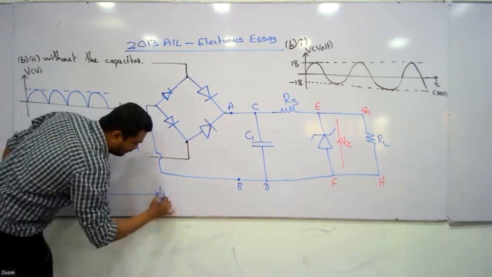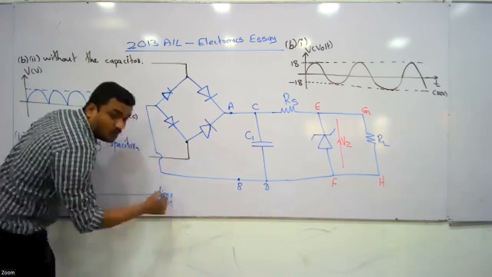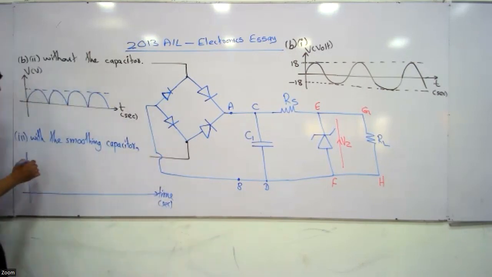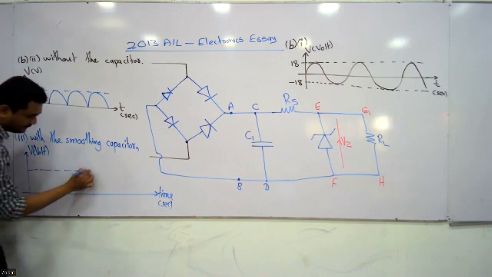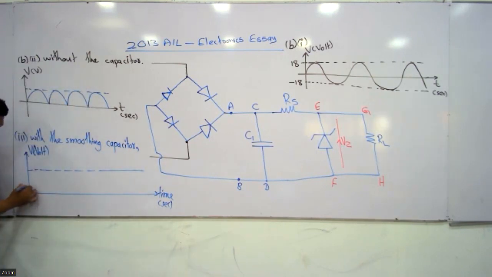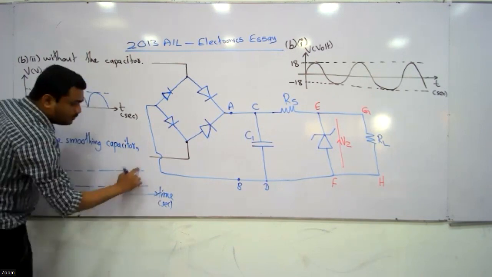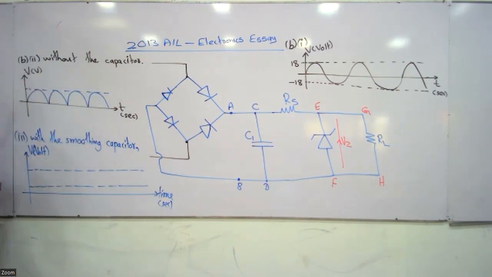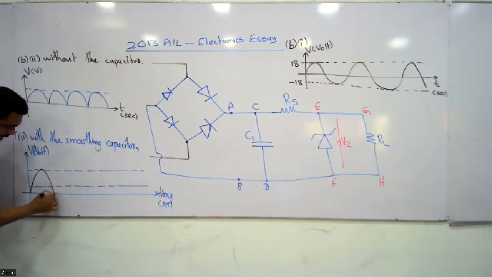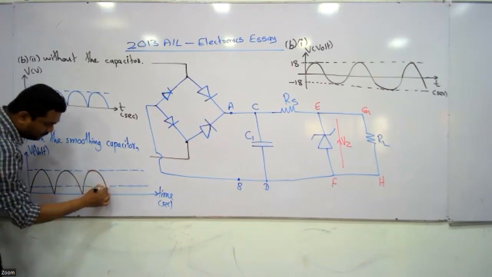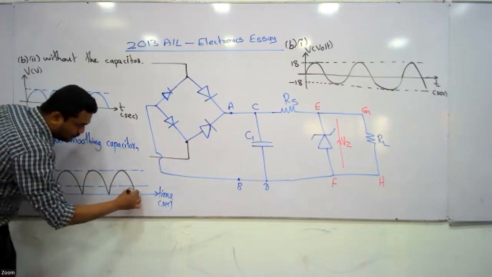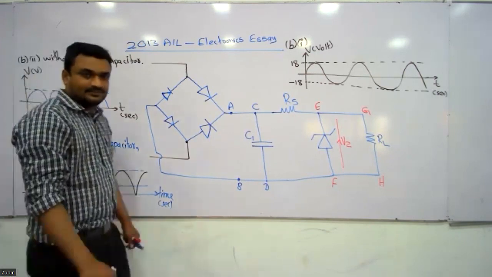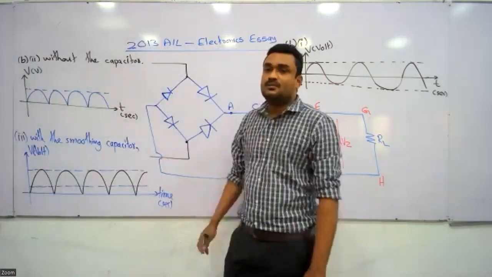This is the time measured in seconds. You must mark the units properly, otherwise no marks will be given. This is V measured in volt. When the smoothing capacitor is used, look at the board. Without the smoothing capacitor, the output voltage will be like this. Am I right here? This is what it looks like without the smoothing capacitor.